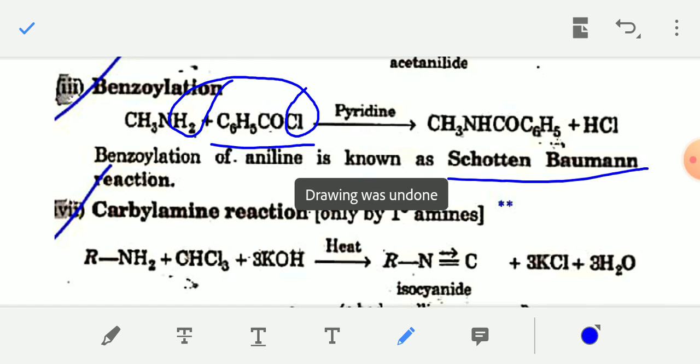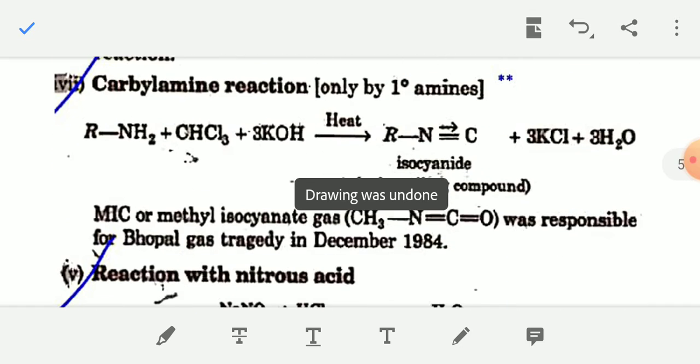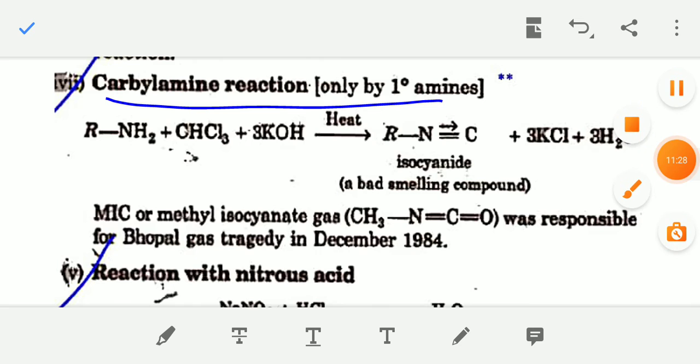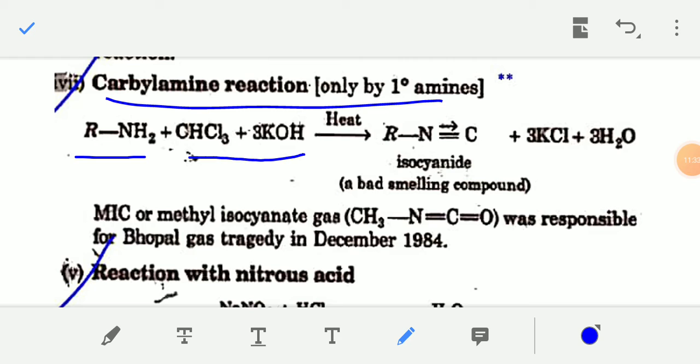Next reaction, and it is an important reaction, the carbylamine reaction of 1 degree amine. In the carbylamine reaction, amines react with chloroform and KOH. The reagents are chloroform and KOH. 1 degree amine reacts with chloroform in presence of KOH, basic medium. It will be converted into isocyanide, alkyl isocyanide. The NH2 will be converted into NC group.